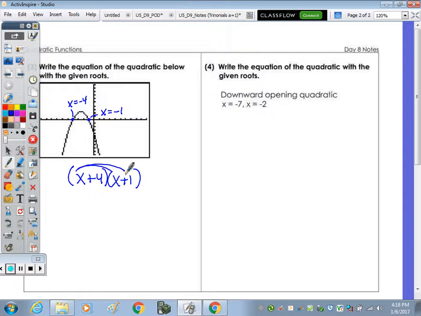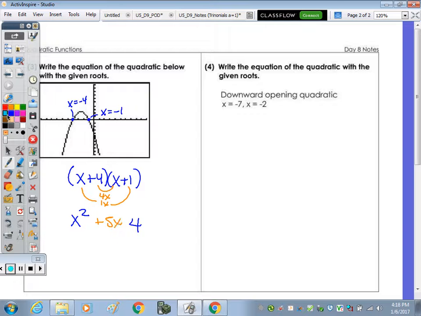Go ahead and distribute. Actually, let's do the small, big, small again. We know x times x is x squared. 4 times 1 is 4. But that middle term is going to be 4x plus 1x, which is 5x.